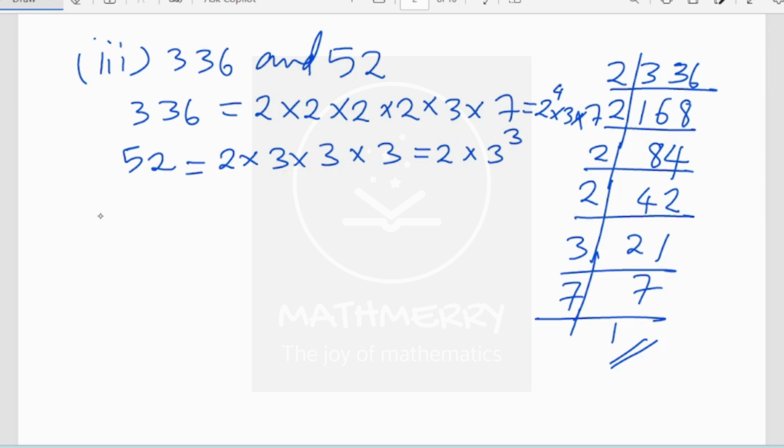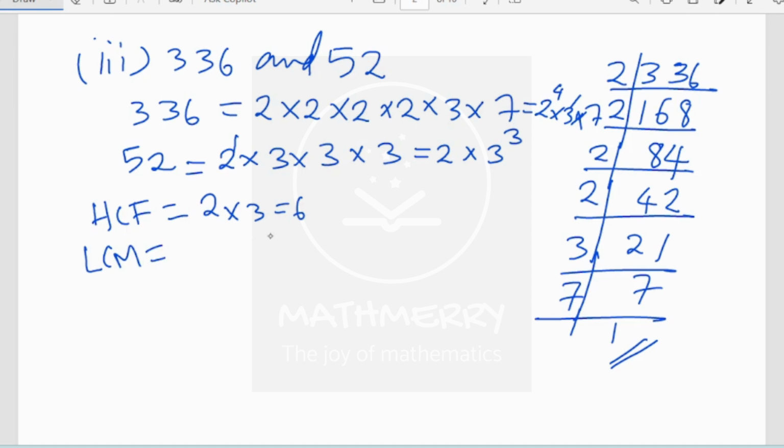Now we have to find the HCF and LCM. So HCF is equal to, okay, we have to look for the common factors and its lowest power. So here 2 is common, and the lowest power of 2 is 2 raised to 2. So the HCF is 2 into 2. So that's equal to 4.